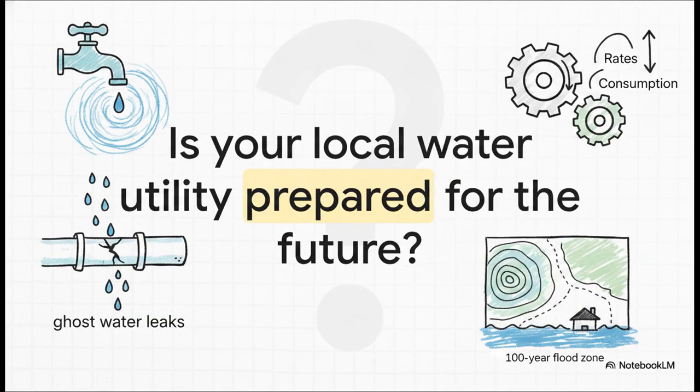So, I want to leave you with a provocative thought to ponder. The next time you walk over and turn on your kitchen tap, take a second to think about the incredible, invisible data driving that flow. Based on all the metrics we've explored today, from the ghost water leaks to the decoupled rates, right down to those 100-year flood zones, is your local water utility actually prepared for the next century of climate and economic chaos?